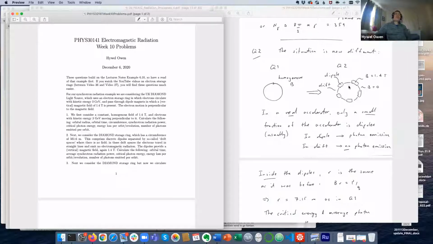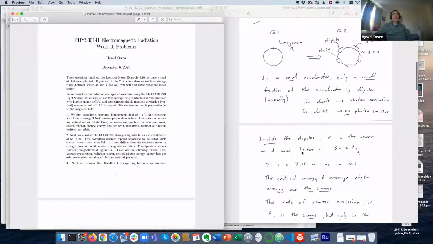So let's examine what happens in that photon emission. Inside the dipoles, we assume, of course, that the magnetic field in these dipoles on the right is 1.4 Tesla, the same as in the homogeneous field case on the left. Inside the dipole magnets, the bending radius of the electrons is the same as it was before, Br equals p over q. And I should mention that occasionally I will swap the letter r and rho. Rho is often used for bending radius, and I may have done that in a couple of places in the notes and in the example sheets. So you might see B rho rather than Br, but of course it's the same quantity.